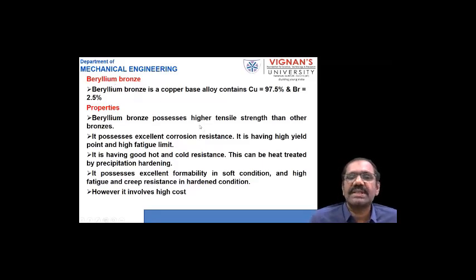Beryllium bronze possesses higher tensile strength than the other bronzes. It possesses excellent corrosion resistance, which is common to all. It has a high yield point and high fatigue limit, and good hot and cold resistance. It can be heat treated by precipitation hardening, which we have seen in the third unit, that is heat treatment of non-ferrous alloys. It possesses excellent formability in soft condition and high fatigue and creep resistance in hardened condition. However, the cost of this one is more.